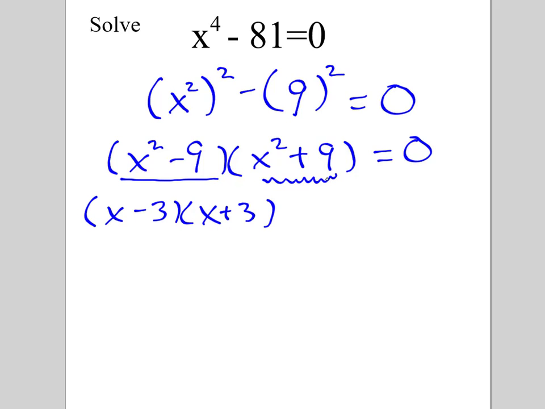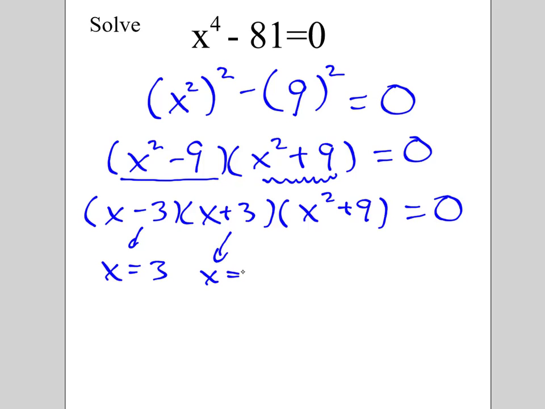Now I have to be really careful on this one. A lot of people will be tempted to do the exact same strategy, but difference of squares is subtraction. This is a sum of squares. We don't have a solution for that. So it stays the way it is. And now if you try and solve this, you solve x minus 3 set to 0, so that's just going to be x equals 3.